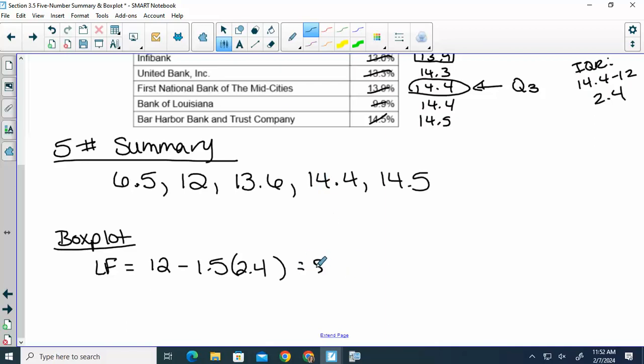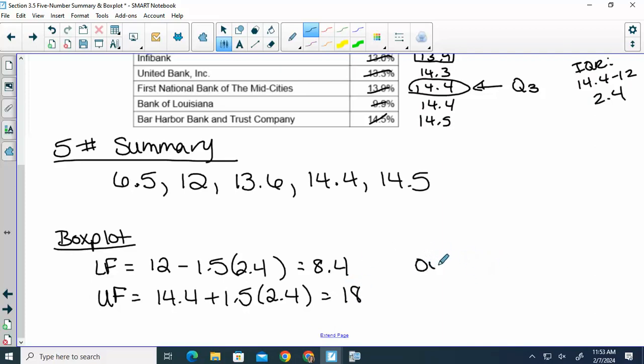So my lower fence is 8.4. My upper fence is quartile 3, which was 14.4, plus 1.5 times the interquartile range, and that gives us 18. So, outliers: anything smaller than the lower fence or bigger than the upper fence. So what are my outliers in this data? 6.5, and that's the only one.